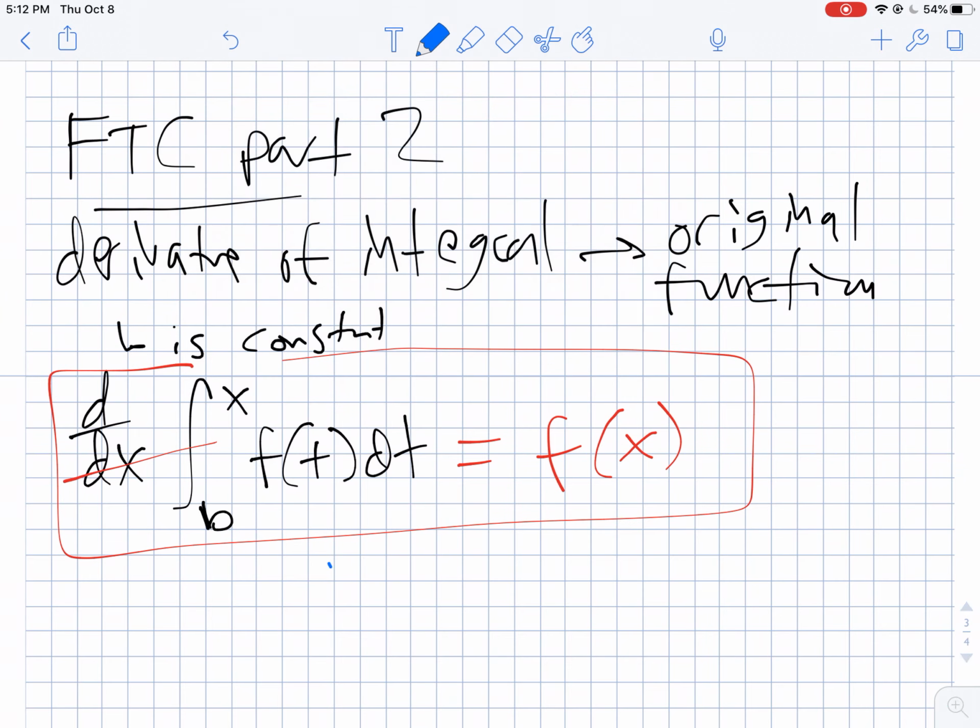You might be confused by the f of t in here. t is what's called a dummy variable. What that means is that when you integrate and you plug in the bounds, the top bound minus the bottom bound, the t goes away, right? It turns into an x.